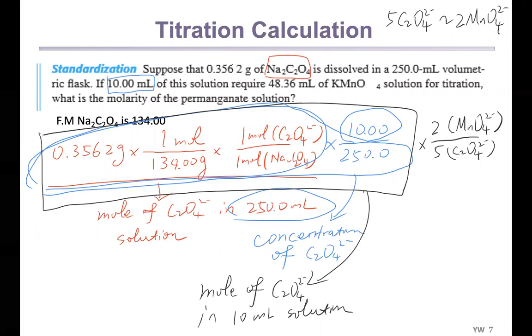And eventually we want to look for the molarity. Once you get the moles, you will divide the moles by the volume, right? Which is 48.636 milliliter. And for molarity, we want liter. So it will be 1,000 milliliter over 1 liter. Okay, let's try to get the answer here. What is the concentration of the permanganate solution?